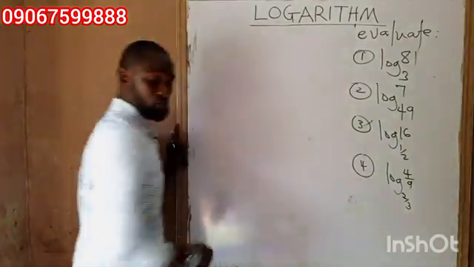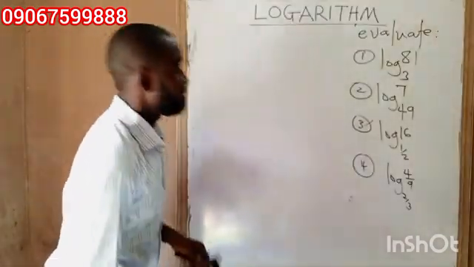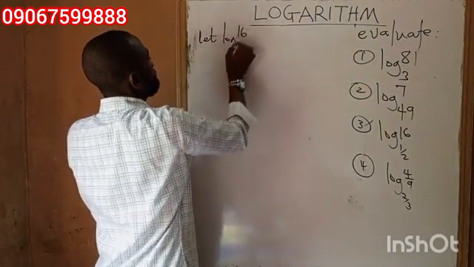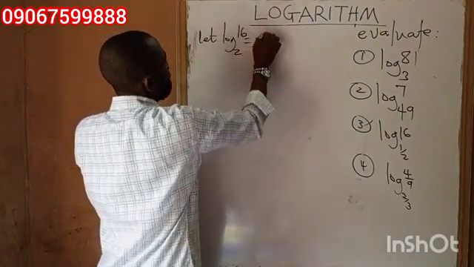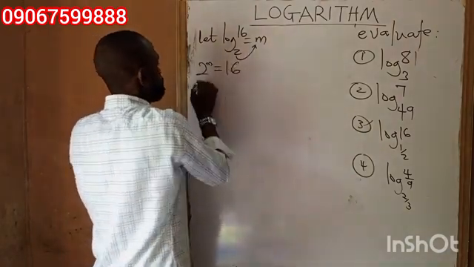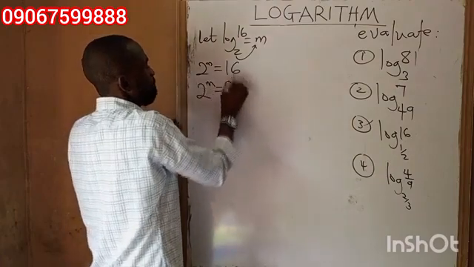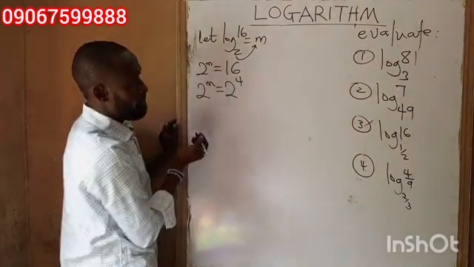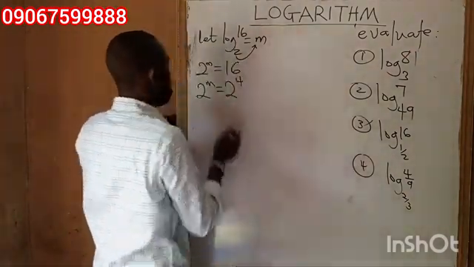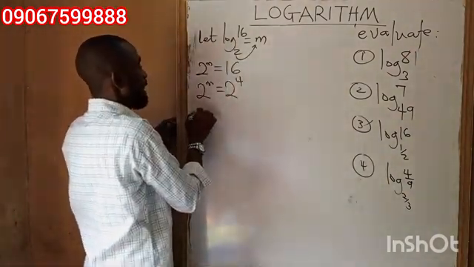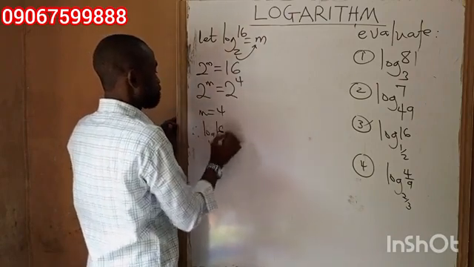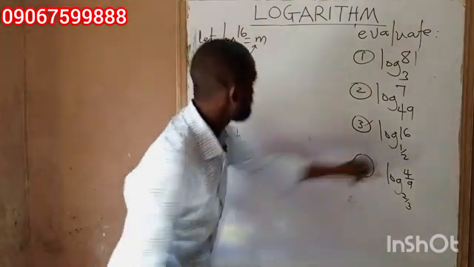So let log 16 base 2 equal to, let's say, m. Okay, this will carry this one up. We have 2 raised to power m equals 16. So 2 raised to power m will be equal to 2 raised to power 4, which is 16. So our m is 4. Therefore, log of 16 base 2 equals 4. So let's now go to this.